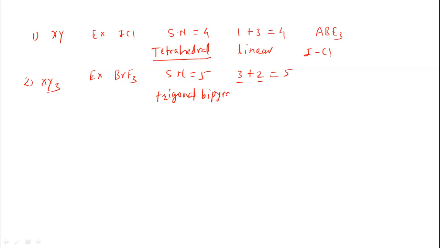Trigonal bipyramidal is the expected geometry, but its actual geometry is bent T-like in shape. As we have shown here, this is the bromine atom and the shape is like this, bent T. It is a bent T type of shape.